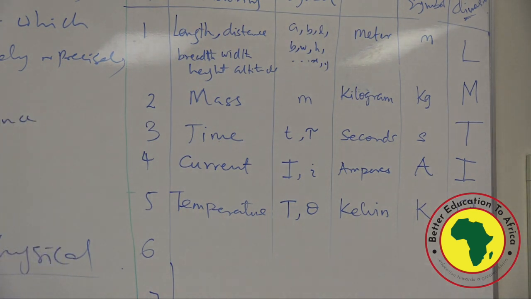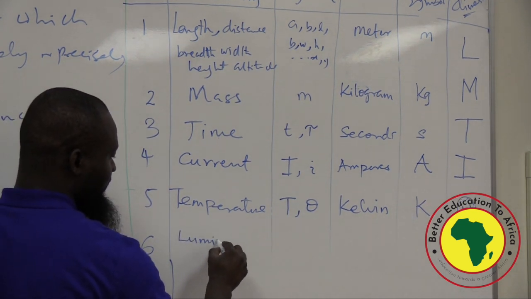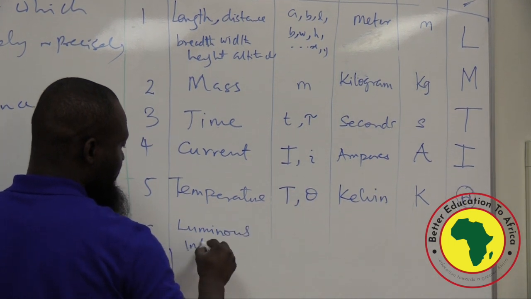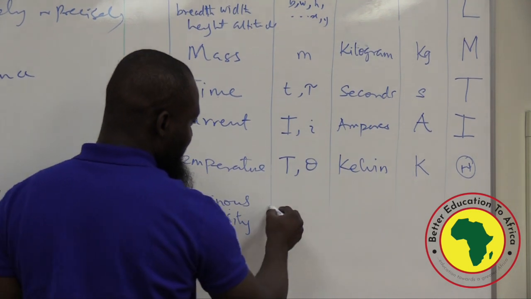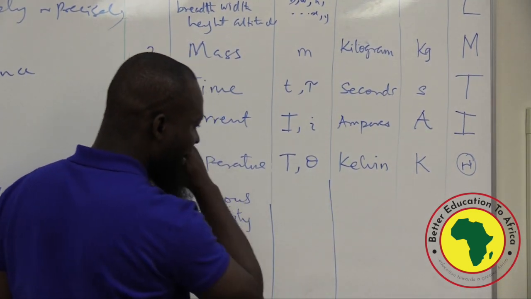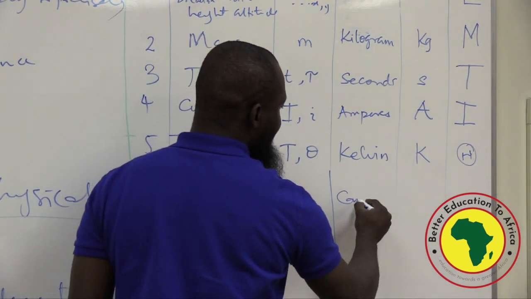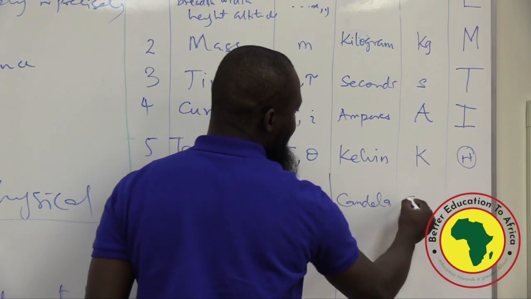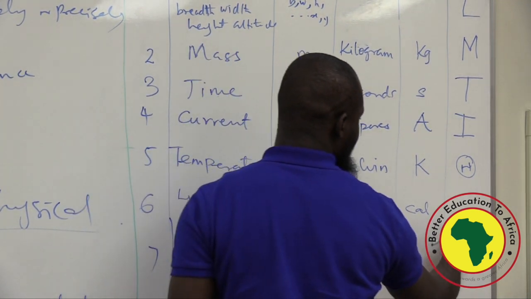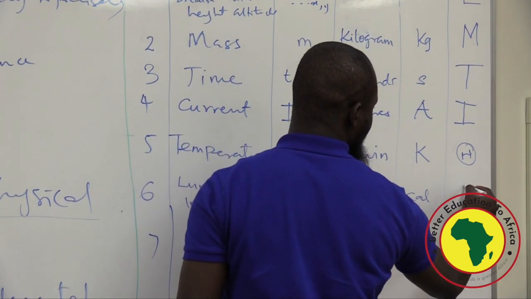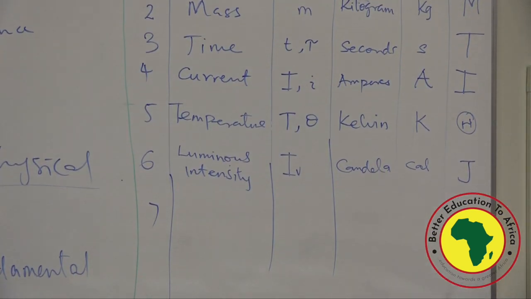Then we have what we call luminous intensity. That's number 6. The symbol is Iv. It is measured in candela. The symbol is cd. And for this, we use capital J as the dimension for luminous intensity.